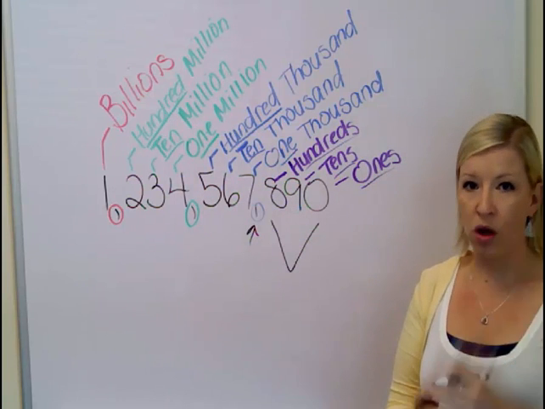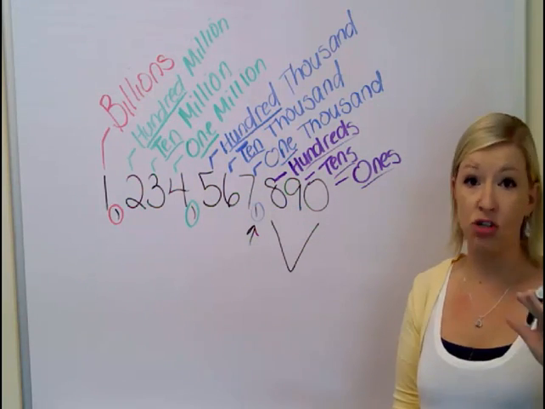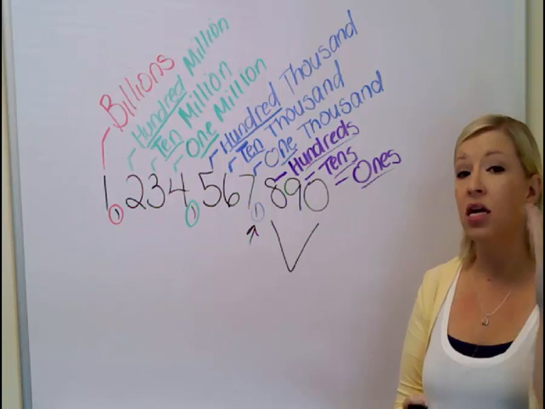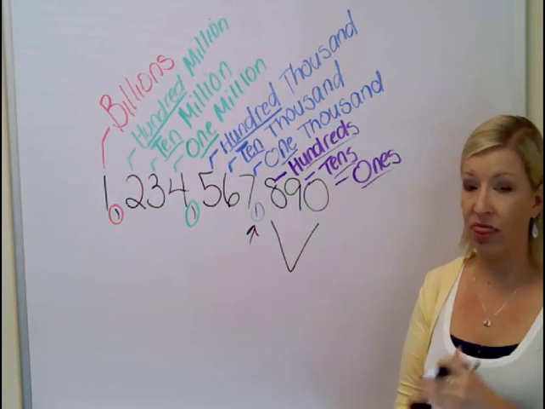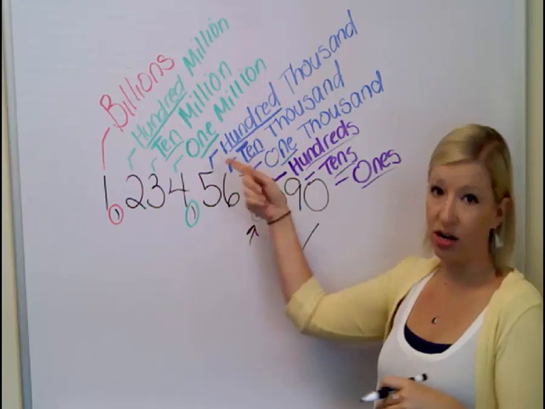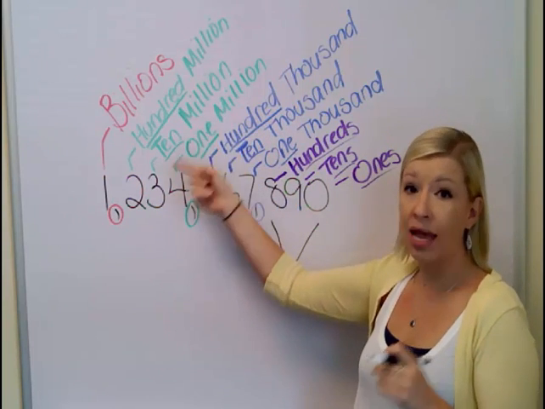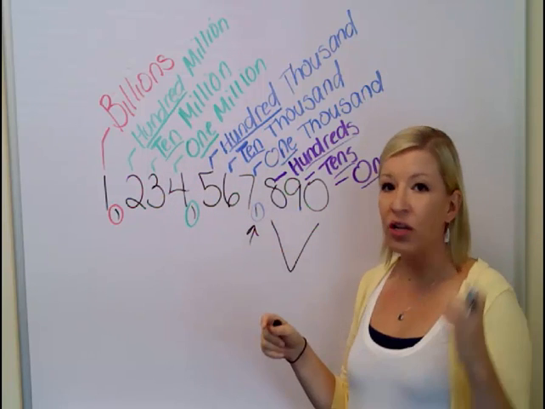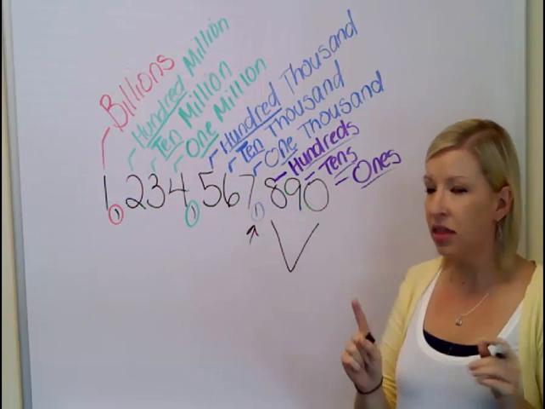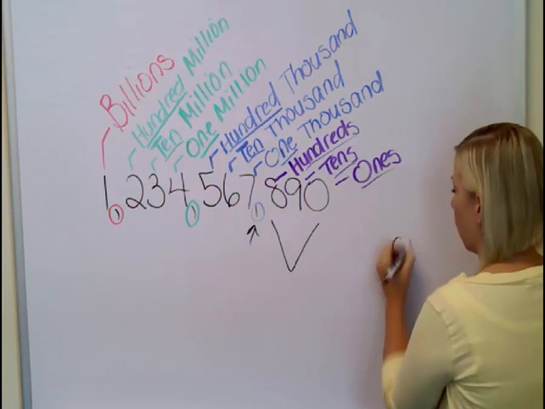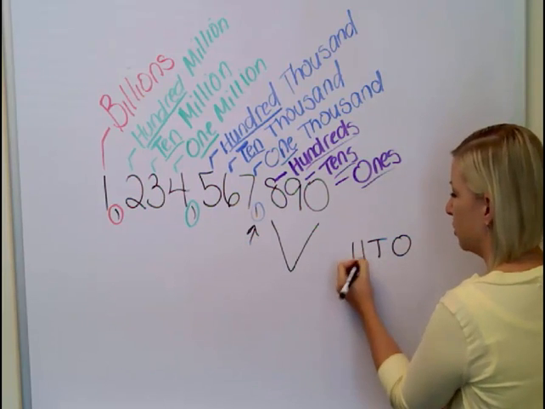It's always ones, tens, hundreds, and then a name change. Ones, tens, hundreds, change the name to thousands. 1,000, 10,000, 100,000, name change to millions. 1,000,000, 10,000,000, 100,000,000. So when you're remembering places, the key things you want to remember are ones, tens, hundreds.